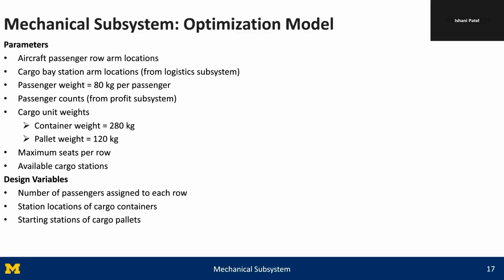For the mechanical system, we developed an optimization model to determine how passengers and cargo should be distributed in the aircraft to maintain a balanced center of gravity. Starting with the inputs, the model uses arm locations for passengers and cargo and passenger counts from the profit subsystem. Each passenger is assumed to have a total weight, and the cargo is categorized into containers and pallets with known weights and special requirements. The design variables include how passengers and cargo units are placed.